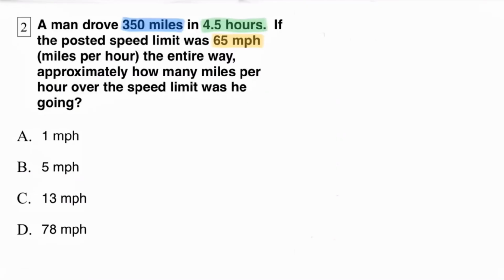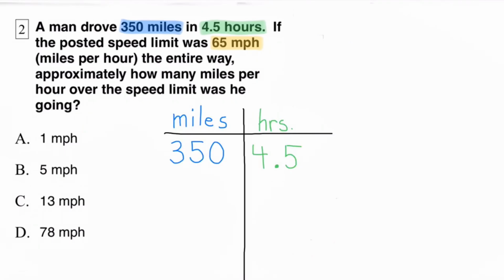A man drove 350 miles in 4.5 hours. If the posted speed limit was 65 miles per hour the entire way, approximately how many miles per hour over the speed limit was he going? Well, they say he drove 350 miles in 4.5 hours, so I made a chart with miles on the left side, 350 miles, and hours on the right-hand side, 4.5 hours.